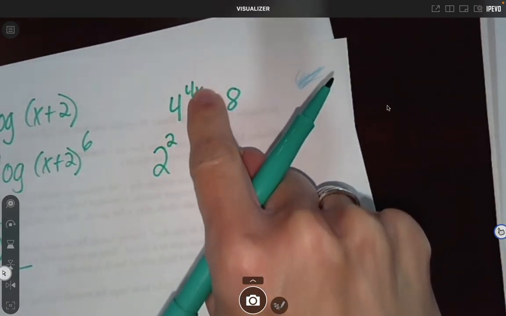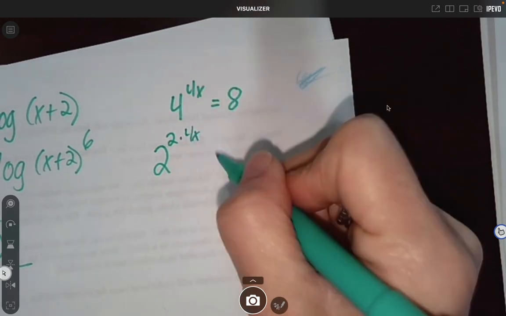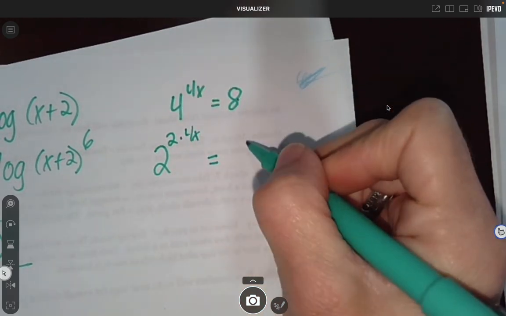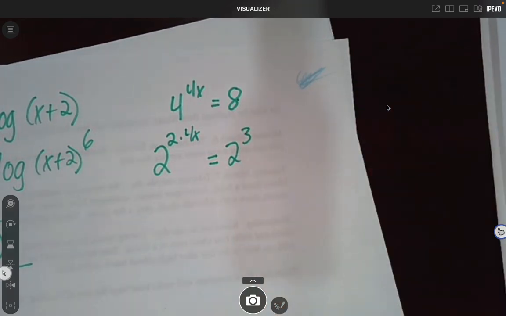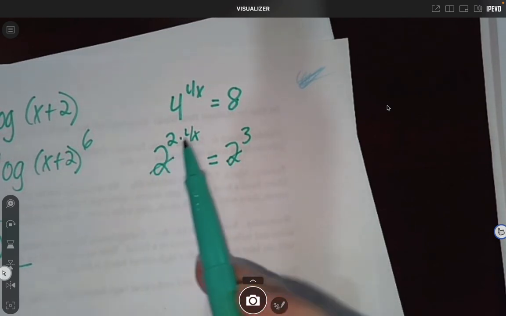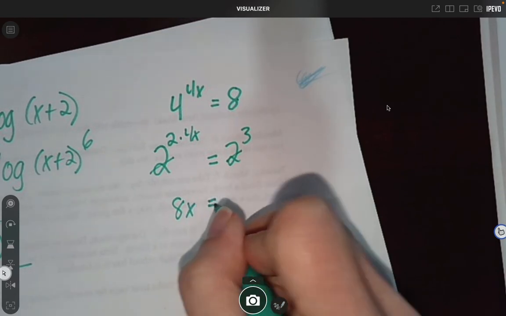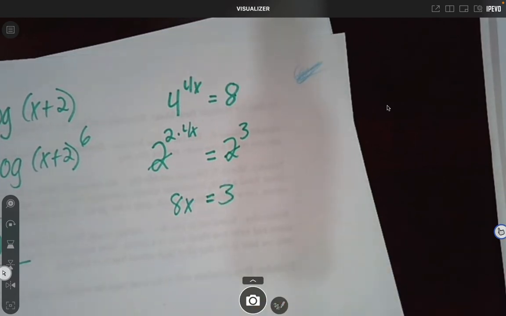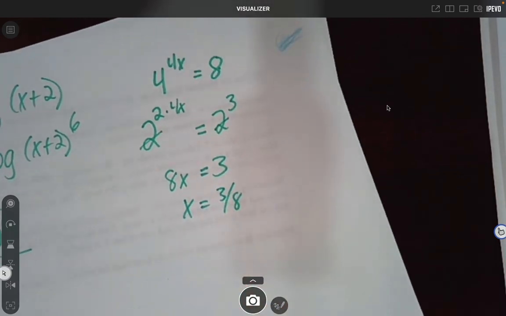Yeah? And then don't forget, what else do I have in my exponent? 4x. Okay, and 8, what can I write to replace 8? 2 to the 3rd. Does everybody understand that? So now, since your bases are the same, your exponents are equal. What is 2 times 4x? 8x equals 3. And then how do I solve it? Divide. x equals 3 over 8.